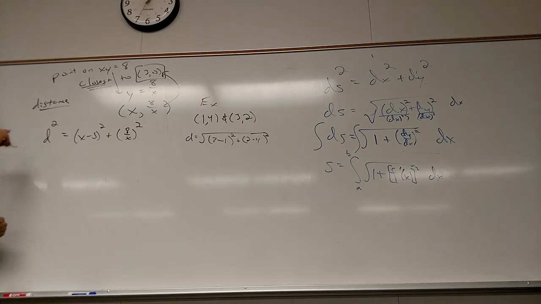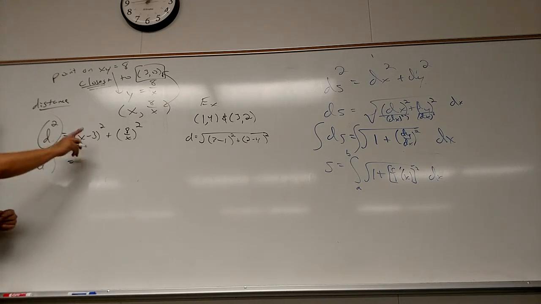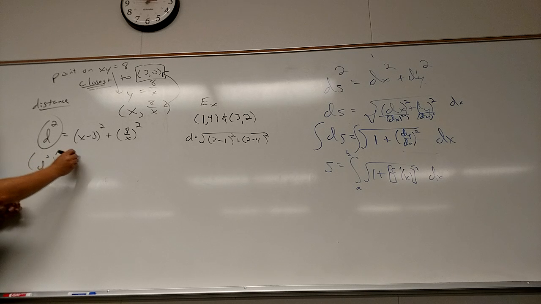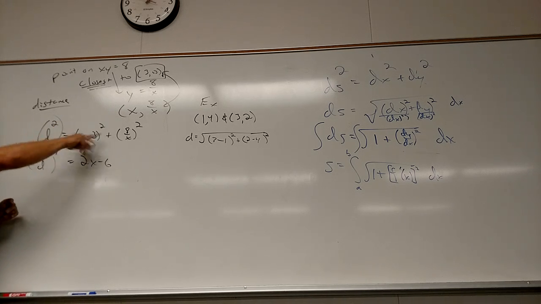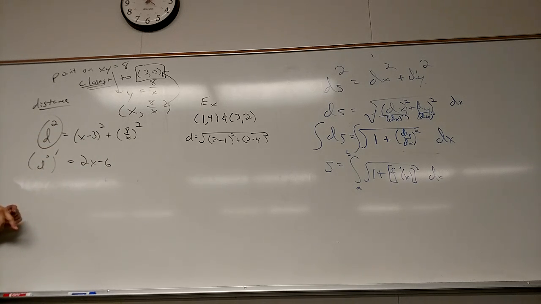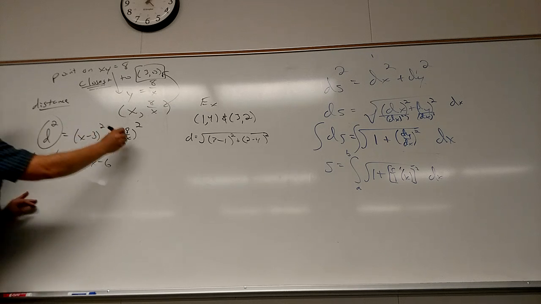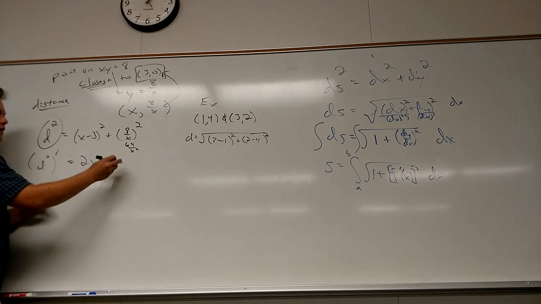Now here it's not implicit, please dear God. This is the d squared function. So I'm going to say, okay, the derivative of this function is... I like it, cool. No reason to FOIL this out, is there? This will be 2x minus 6, is that cool? The 2 comes down. Now this is 64 over x squared, right? So what's the derivative of that?